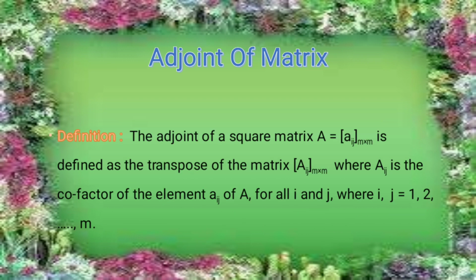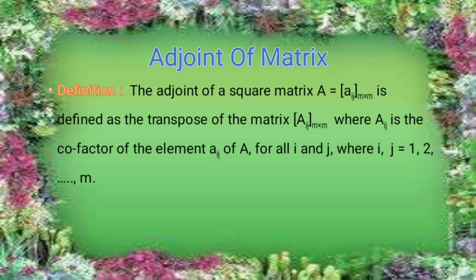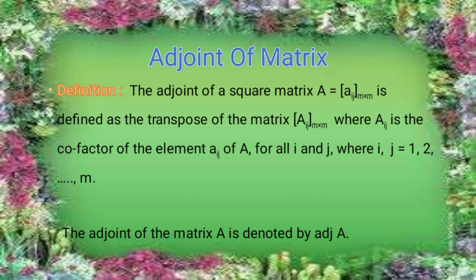Now what is exactly the adjoint of a matrix? The adjoint of a square matrix is defined as the transpose of the matrix where Aij is the cofactor of the element aij of a given matrix A, where i and j are the row and column of that matrix. The adjoint of a matrix A is denoted by adjoint of A.